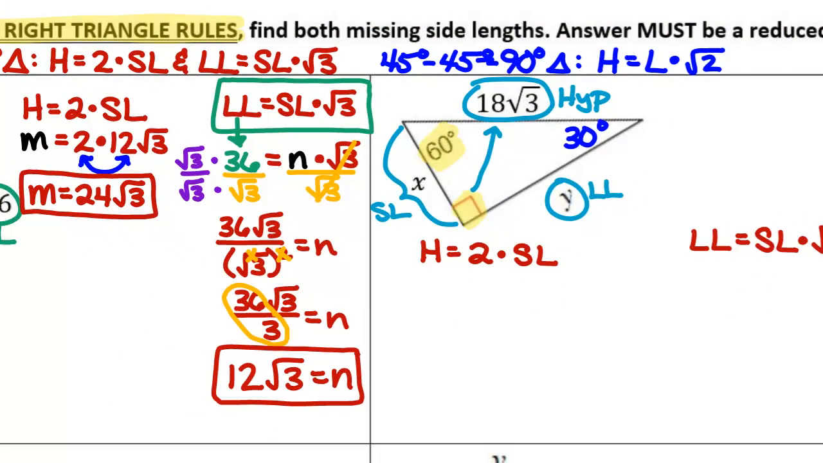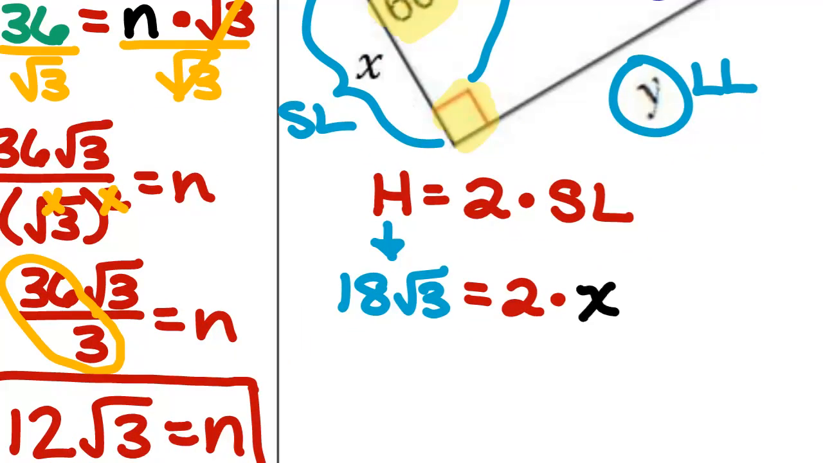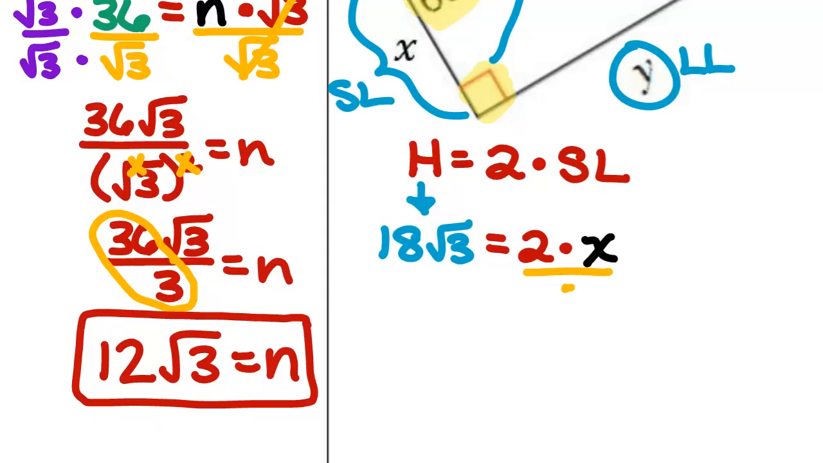Which of these two formulas do I have to use first? The hypotenuse formula or the long leg formula? Hypotenuse. In the place of H, we're going to replace that with 18 radical 3. So 18 radical 3 equals 2 times my short leg, which you said we're calling X. To get X all by itself, we need to divide both sides by 2 so that I can make the 2 cancel out on the right.